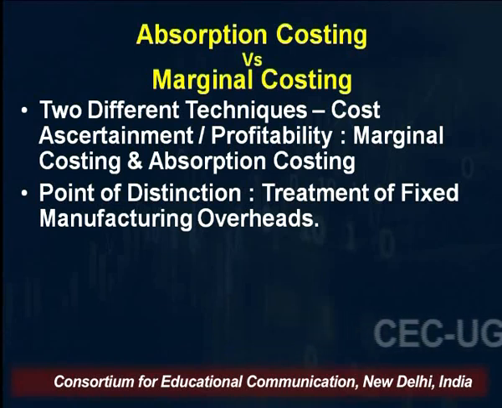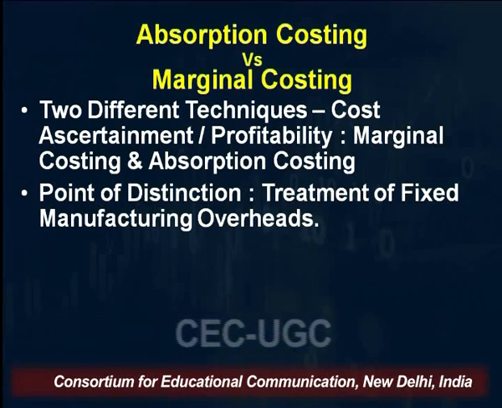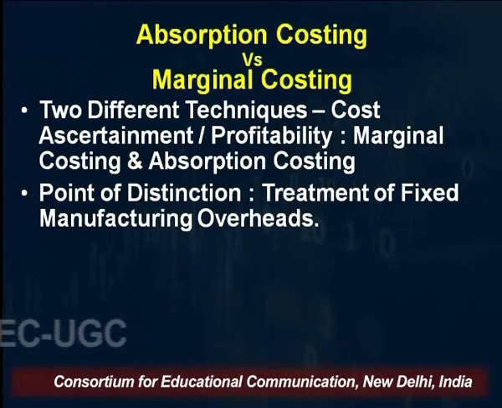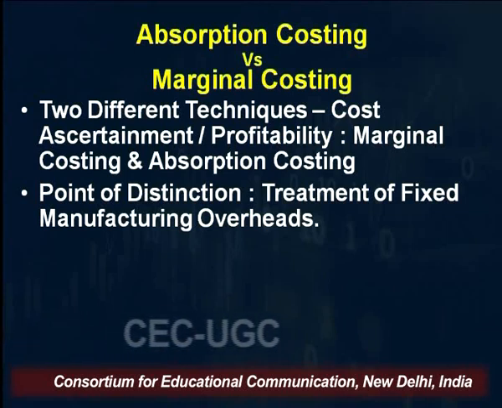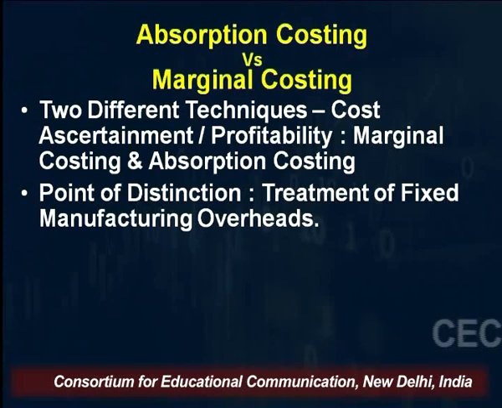Point of distinction comes when we go for treating fixed manufacturing overheads. As the name itself clarifies, in marginal costing we were looking for variable cost only, marginal cost only, whereas in absorption costing we have to either get our fixed overheads absorbed or attached to a particular product, cost center or particular unit. So remember, this is the point, how to treat fixed manufacturing overhead. This is the point where absorption costing differs from that of marginal costing.